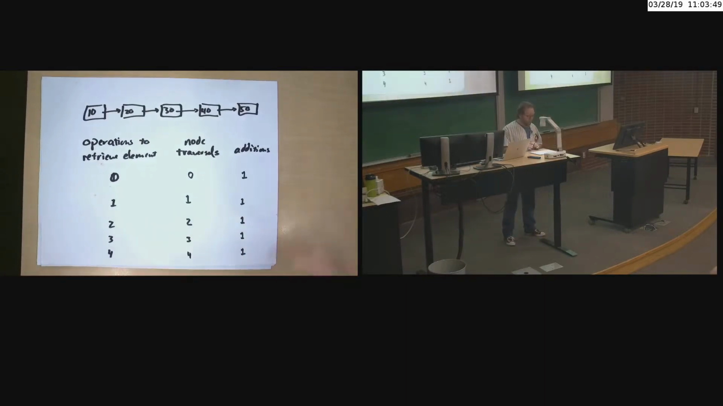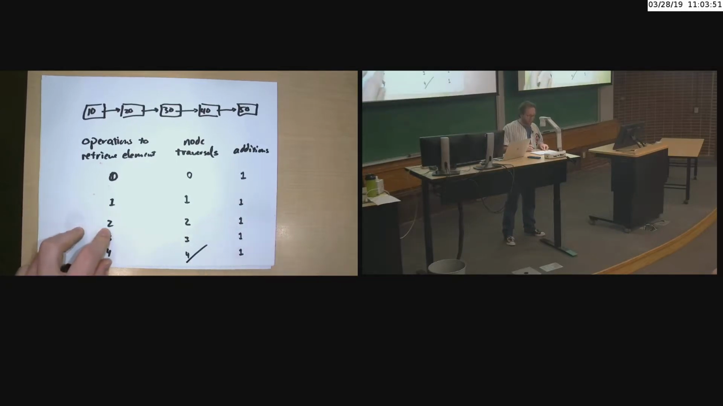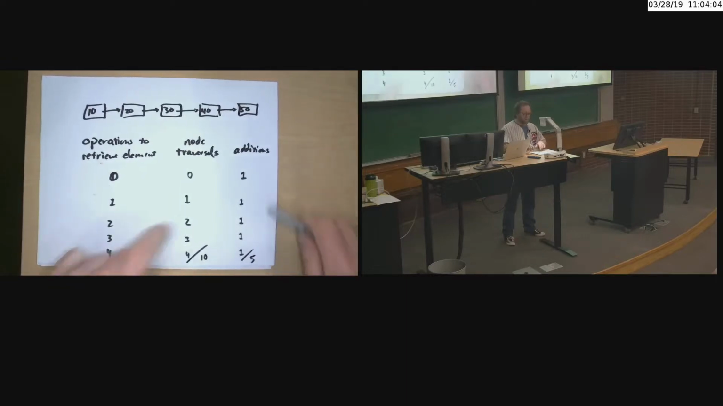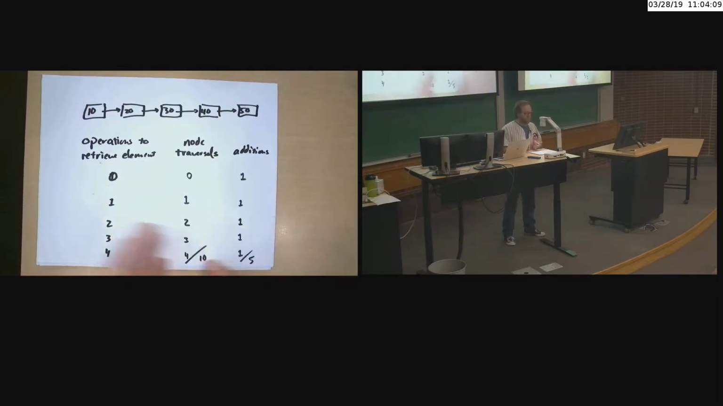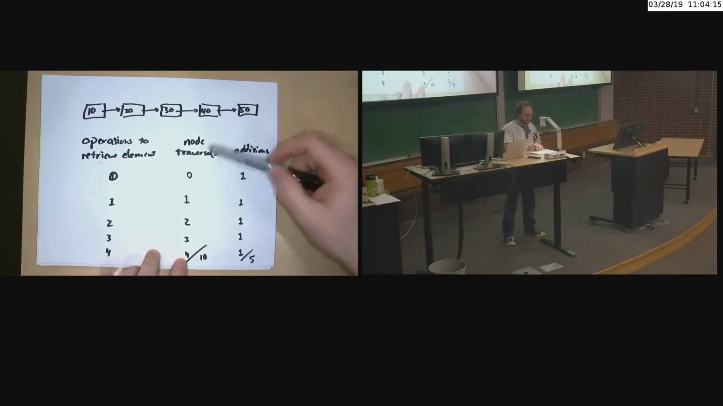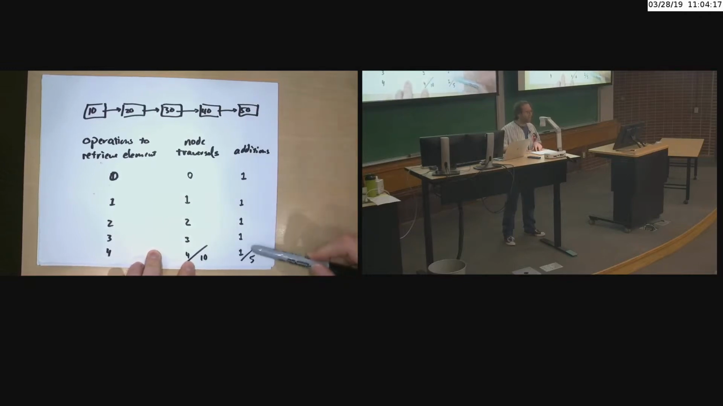How many total operations am I doing? If I sum these up, this is 1 plus 2 plus 3 plus 4. What is that going to be? 10. And number of additions, 5 total. So which one of these things should I be focusing on? If I only wanted to focus on one or the other, which one should I focus on? Node traversals.